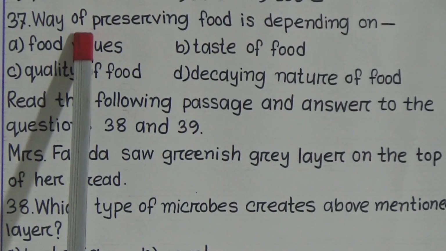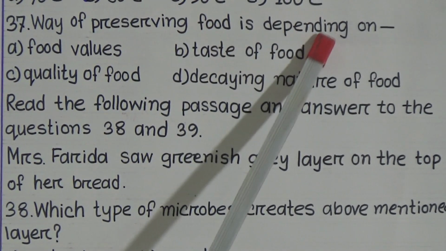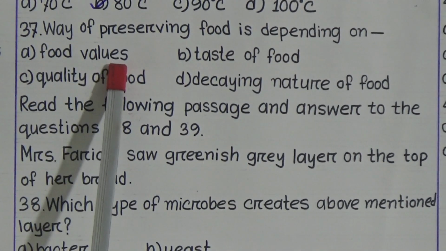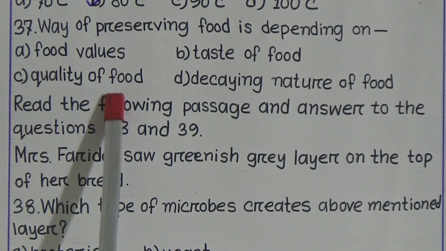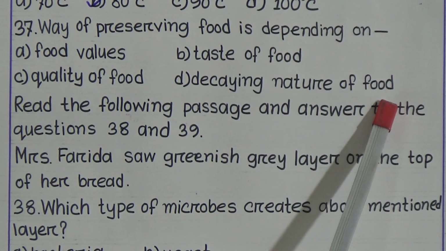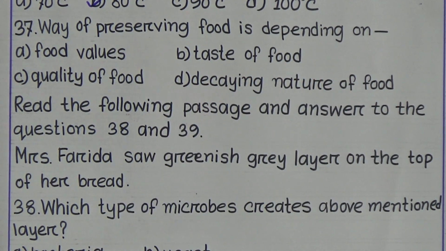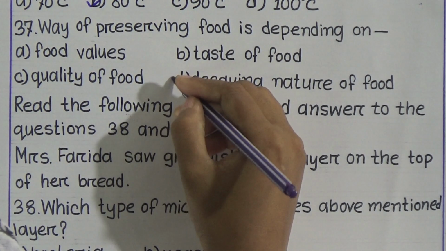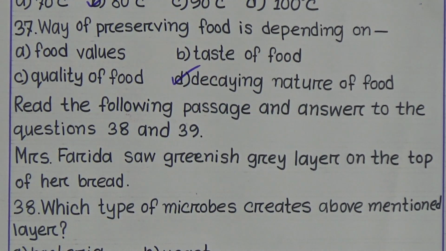37. Way of preserving food is depending on food values, taste of food, quality of food, decaying nature of food. Here the correct answer will be option D, decaying nature of food.